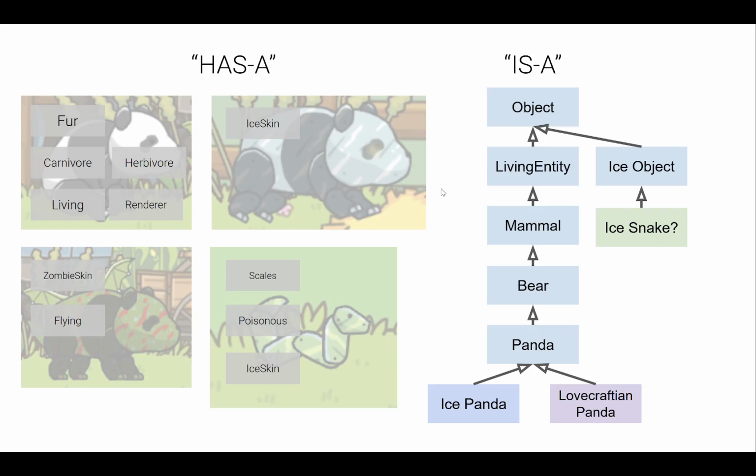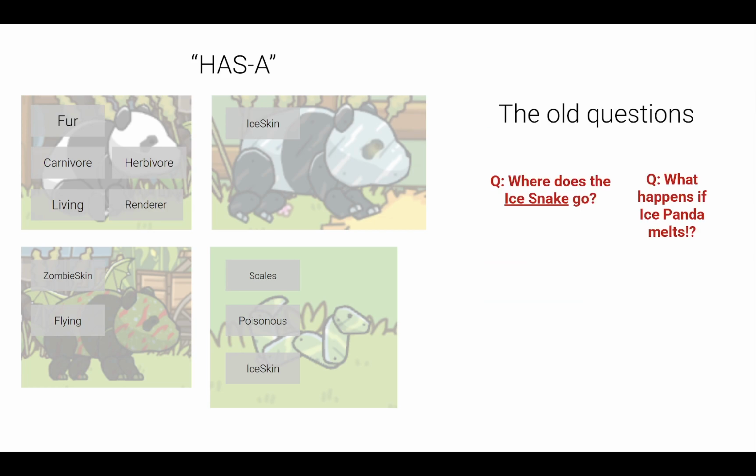Compare this situation to the left, the HAZA approach to reuse, to the IZA approach to reuse on the right, okay? One of these is way easier in a game development context, okay? In an XR context. You know what's the old question, right? Where does the ice snake go? That's a question we don't even answer anymore, okay? We just think about what components we need. Oh, some of our existing components will already work, okay?